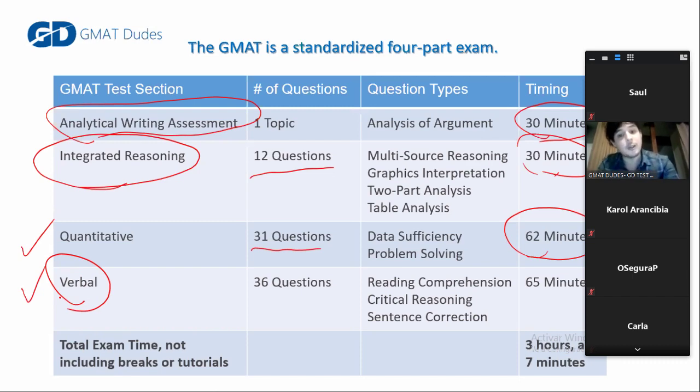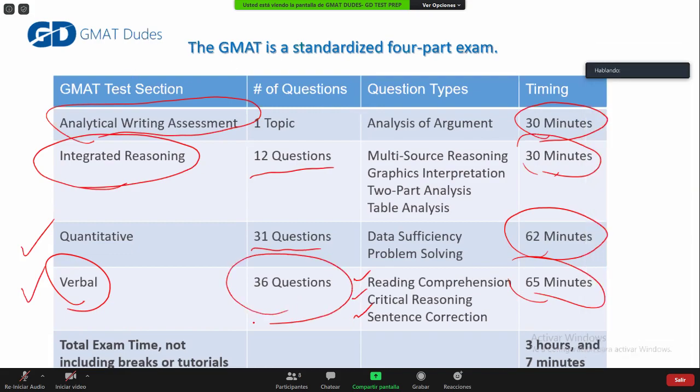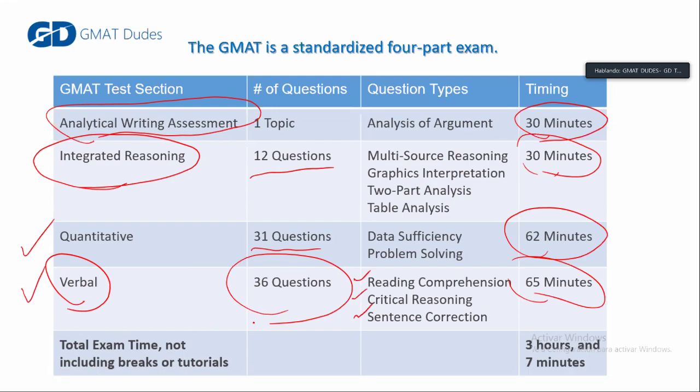So it's going to evaluate you based on 3 sections. The first one, reading comprehension. The second one, critical reasoning. And the last one, sentence correction. Those 3 sections are going to be mixed throughout the exam, which is going to last 65 minutes. And through those 65 minutes, you're going to be given 36 questions to answer. So basically, this test is going to take you 3 hours and 7 minutes. Of course, not including the break times, right?